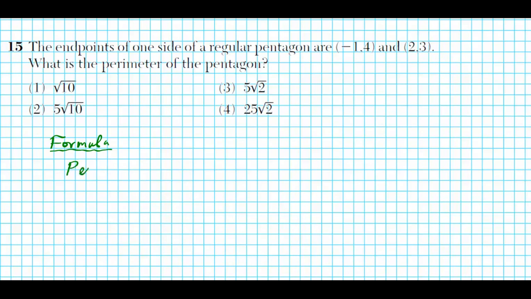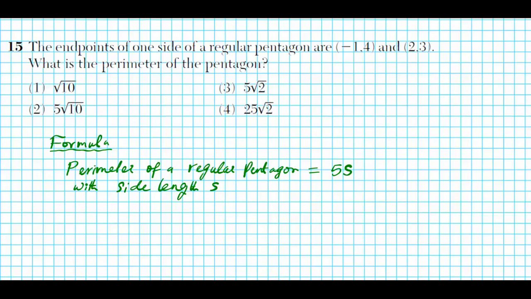So, perimeter of a pentagon. Well, we have to be specific here. It has to be regular. The perimeter of a regular pentagon with side length S is given by 5S. You just multiply the measure of that one side by 5.